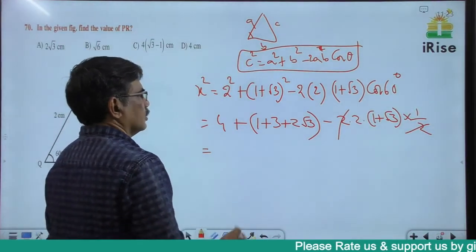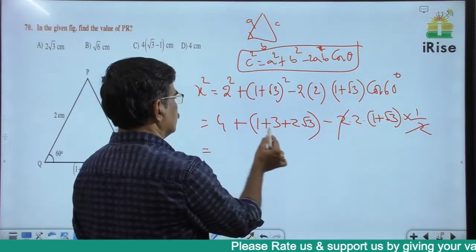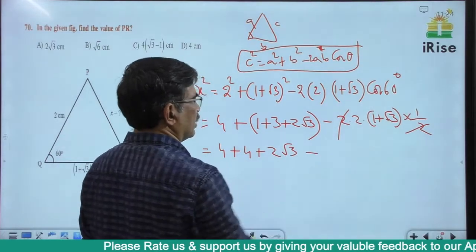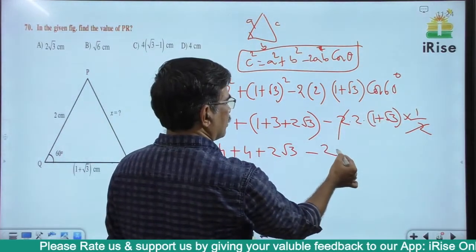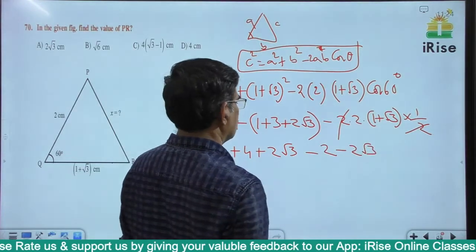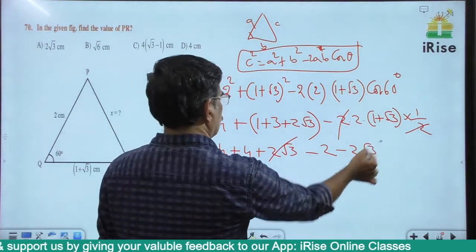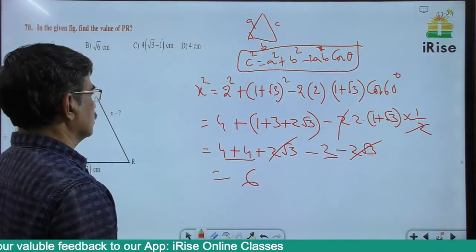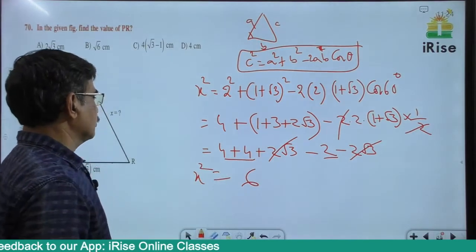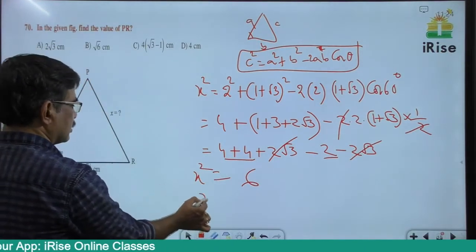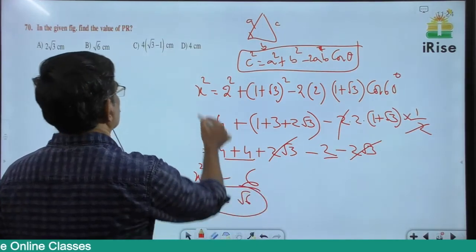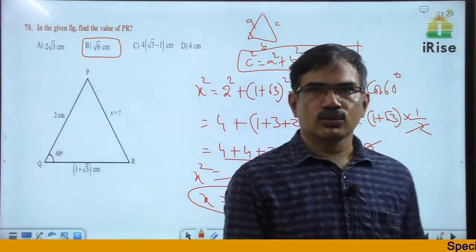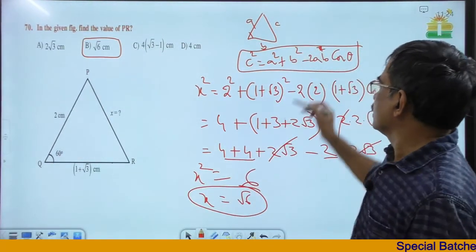Okay. Then what we get here? This is 4 plus 2 root 3 minus 2, minus into minus 2 root 3. 2 root 3 cancel, 8 minus 2, so the answer is 6, equal to x square. If x square is equal to 6, x is equal to root 6 is the answer. Root 6. The third side of the triangle is equal to root 6 centimeters using this formula.